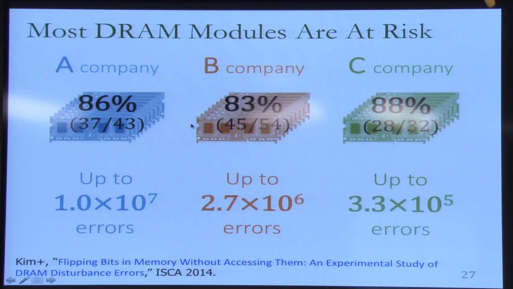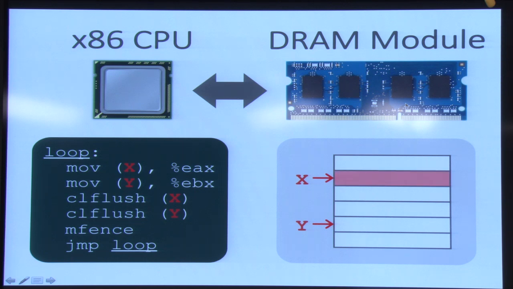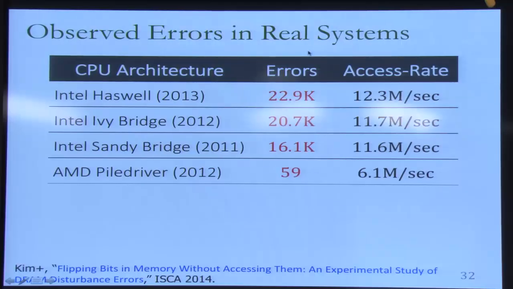And I've already given you this data. These are 3 different DRAM companies, and most of the DIMMs that were manufactured that my students have tested are vulnerable to this kind of errors. And you can actually take advantage of this, right? How many of you have tried this program? None? Well, you were too busy doing your assignments, I guess. Basically, you can download this program from my group's website and actually test it.